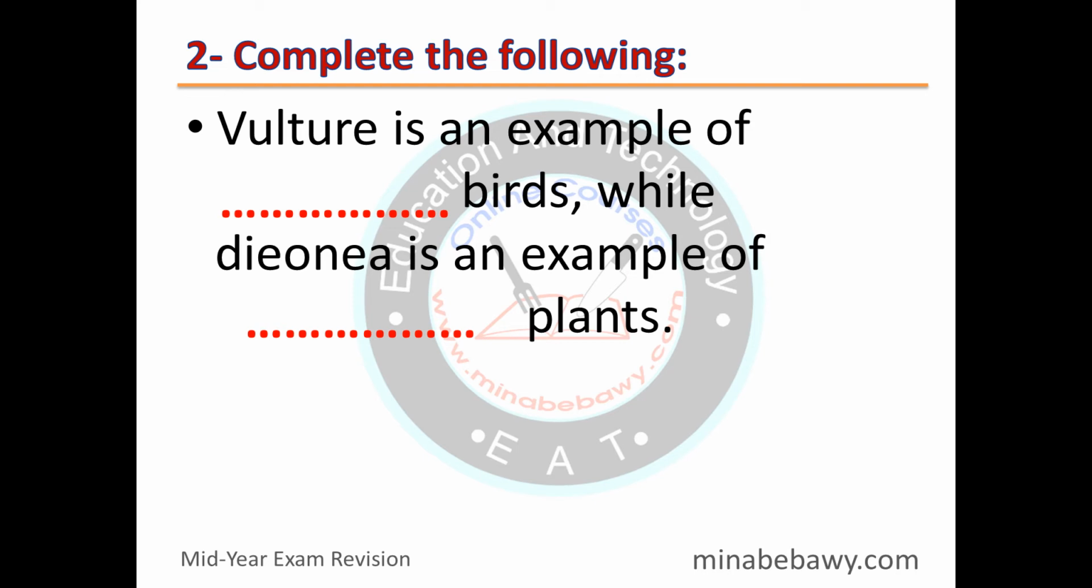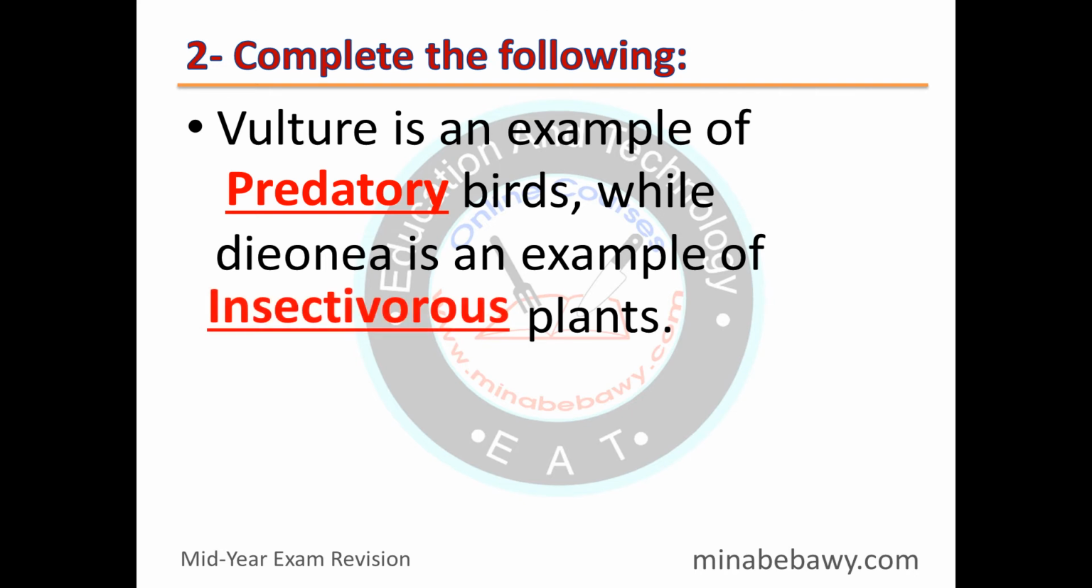Vulture is an example of predatory birds, while Dionaea is an example of insectivorous plants.